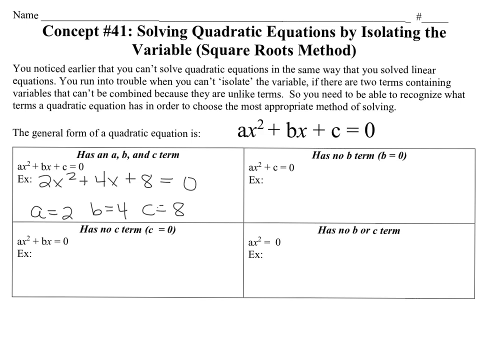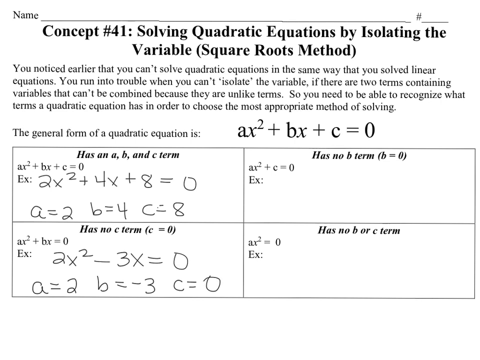If I look down below, if I have ax squared plus bx equals 0, this would be an example of an equation that has no c term. So I could say 2x squared minus 3x equals 0. In this case, the value of a, the coefficient of x squared, would be 2. The value of b would be the coefficient of x, which is negative 3. And the value of c is equal to 0.